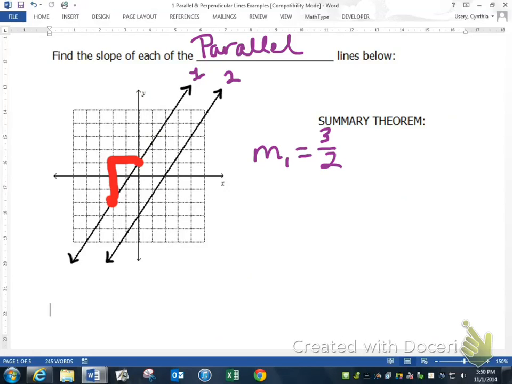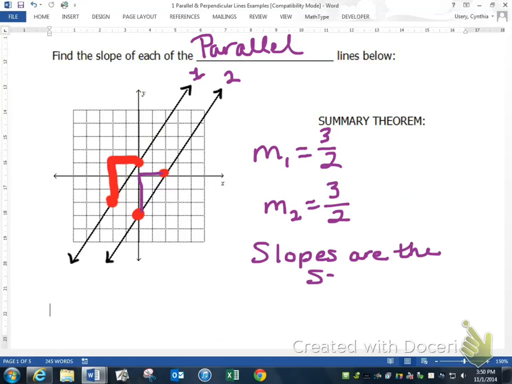On the second line, if I pick this point right here and this point right here, and find the slope of that, I'm going to go up 3 over 2. So the slope of line 2 is also 3 over 2. And therefore, we can say that the slopes are the same, or we could say that they're equal. So that means that parallel lines are going to have the same slope. Okay, let's go on to the next.